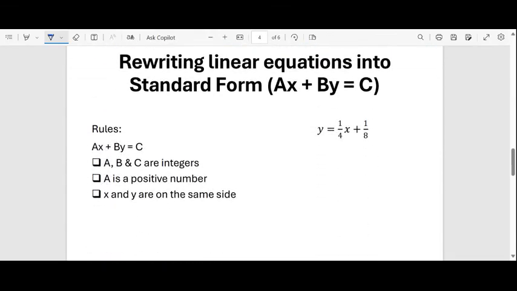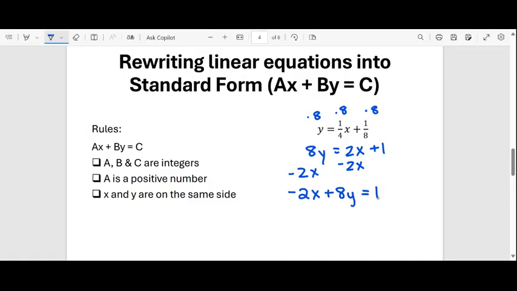Next one here, I'm going to multiply everything by a positive 8 to get rid of my fractions. I'll have 8y equals, let's see, we got 8 times 1/4, which will actually give us 2x, because that would be 8 over 4, and 8 divided by 4 is 2. And then our multiplication and division would cancel, so we'd be left with just a 1. So everything's an integer. I need my x on the correct side, so I'm going to subtract 2x on both sides. I'll get negative 2x plus 8y equals 1.